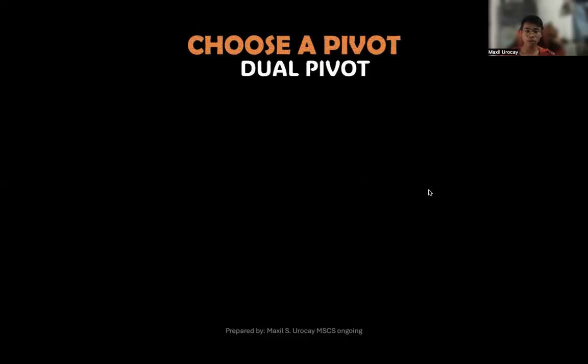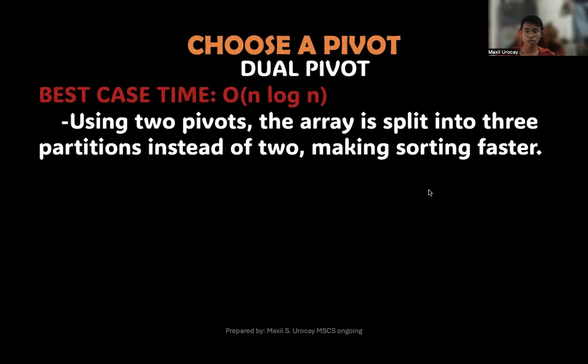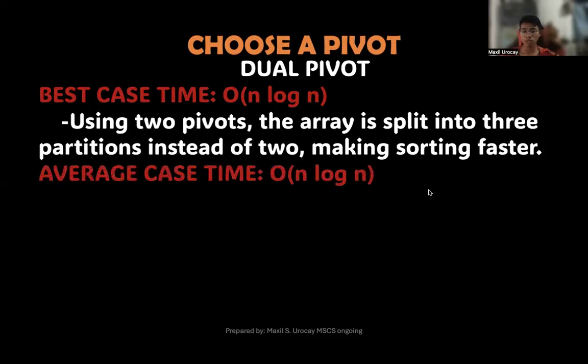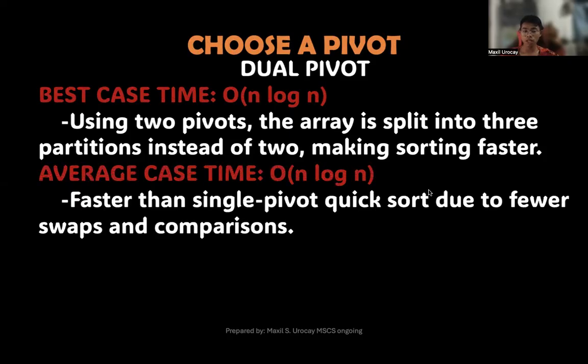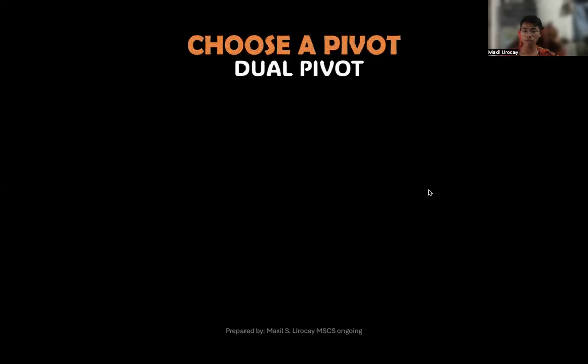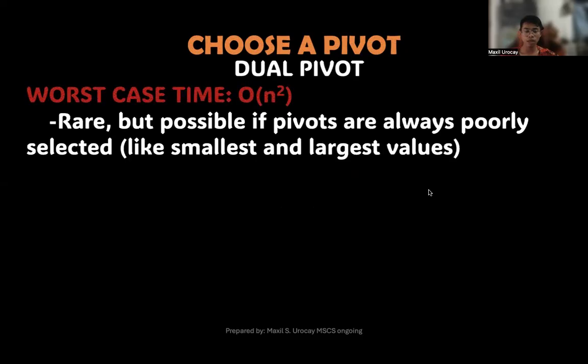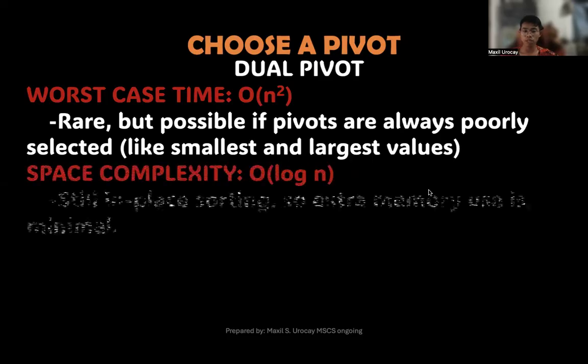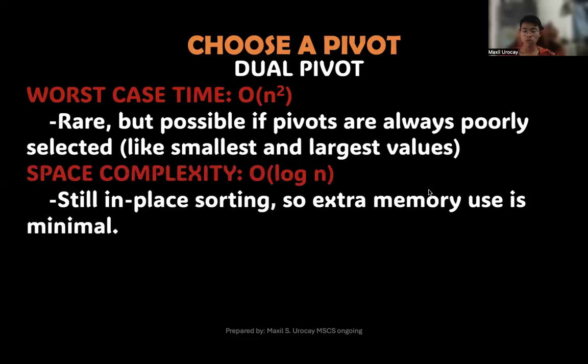For this one, the best case time complexity is O(n log n). Using 2 pivots, the array is split into 3 partitions instead of 2, making sorting faster. And for the average case time, it will still be O(n log n), faster than single pivot quick sort due to fewer swaps and comparisons. Of course, it will be effective since you can fix that easily. And the worst case time complexity will be quadratic, rare but possible, when pivots are always poorly selected, like the smallest and largest values. It is still in-place sorting, so extra memory use is minimal. So that is logarithmic in n.